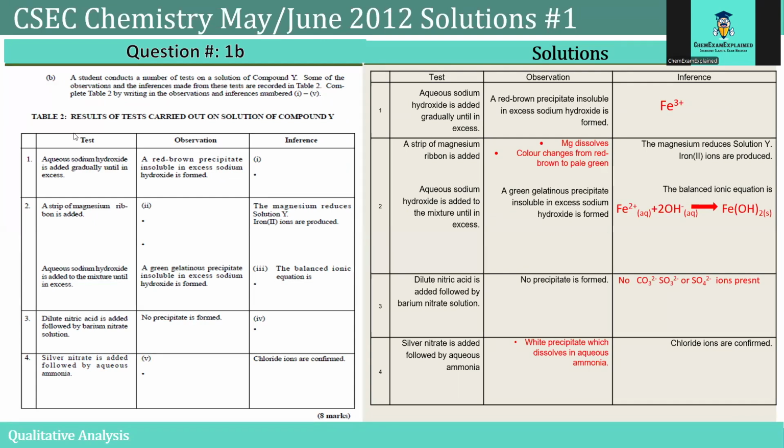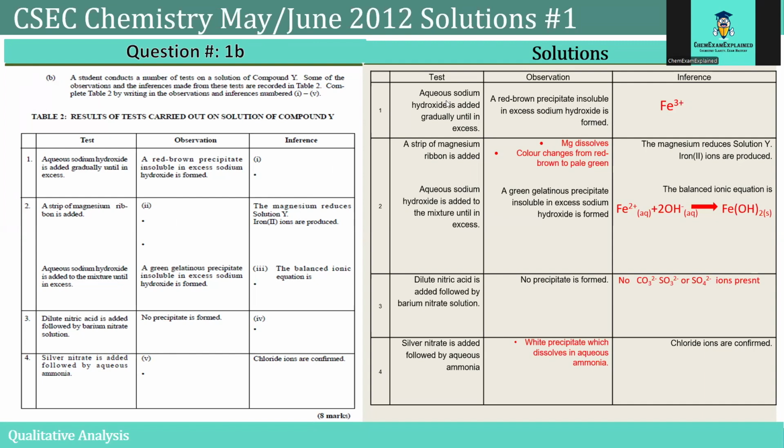You'll notice that we have all the tests. We have some observation, and where we have the observation, we are to complete the inference. And in the other areas, we have the inferences given already, and then we are going to give the observation for that inference. So let's continue.